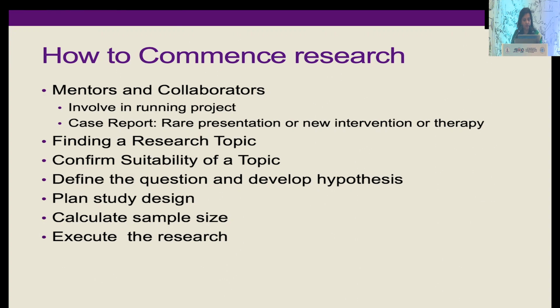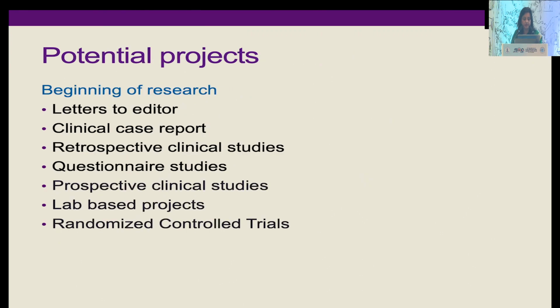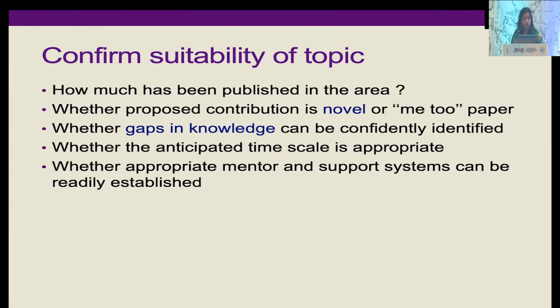You should confirm the suitability of the topic, develop a hypothesis, plan study design, calculate sample size, and then execute the research. Now, once your research has been executed, it could be anything. You could begin to write a letter to the editor or just a case report. Then you graduate to doing retrospective clinical studies, questionnaire studies, finally prospective studies, and then maybe randomized controlled studies. It is important to know what is the gap in the knowledge, because there's no point trying to do something which people have already done and published on. Like Samaresh said, you have to find a new thing, a new indication, a new complication, a new way of doing things.